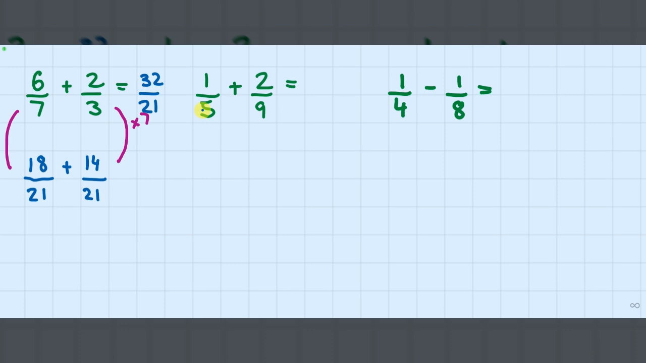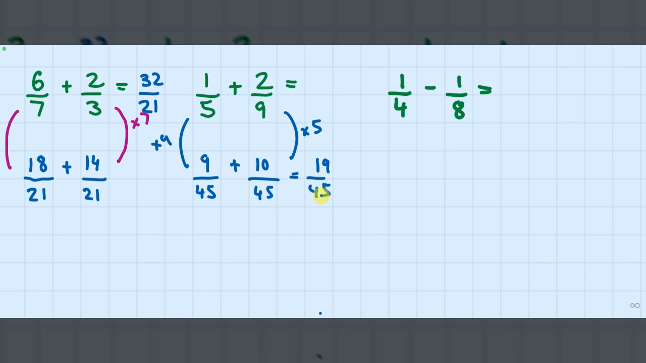This time you'll notice that fifths and ninths don't go nicely together, so I need to do a bit of working out here. 1, 2, line, 1, 2, line. And you'll notice that the first number that 9 and 5 share as a multiple is 45 because it's in the 5s and it's in the 9s. And again, it's been created by multiplying them by each other. So the 5 has been times by 9 and the 9 has been times by 5. 1 times 9, or 9 ones are 9, and 5 2s are 10. And now I've got 19 45ths.